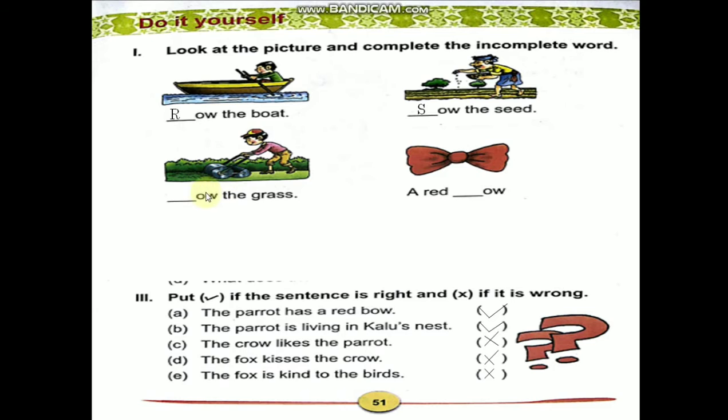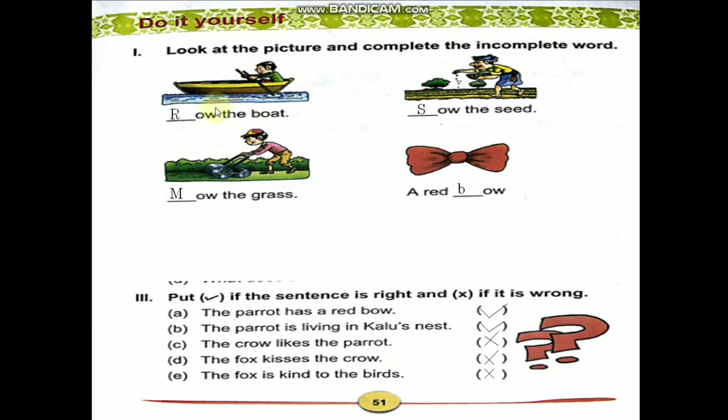Here, see, children. Mow the grass. Mow the grass. See, he is cutting the grass with the help of this cutter. Mow the grass. M. What is this, children? Bow. A red bow. Okay, children, understood?